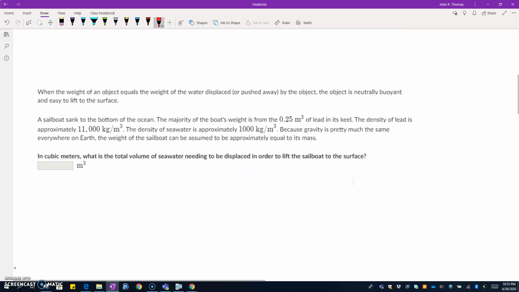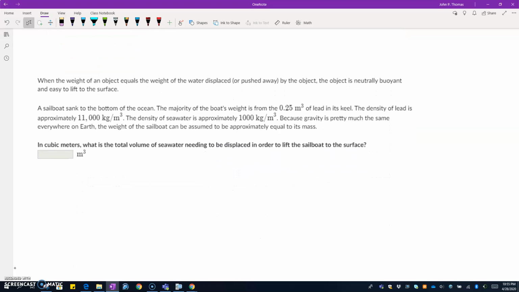So the next one, and this is a weird one, says when the weight of an object equals the weight of the water displaced, or pushed away by an object, the object is naturally buoyant and easy to lift to the surface. So what you want is the weight of the object and the weight of the water pushed away to be equal in order to do this.